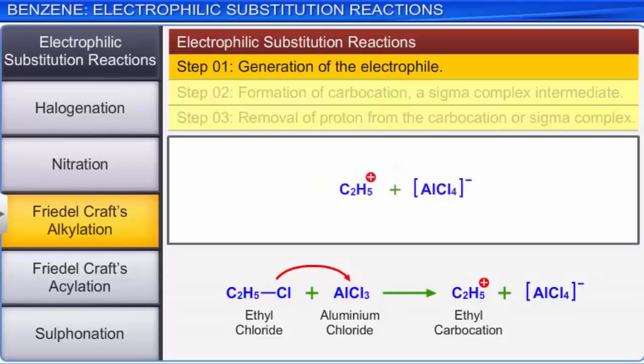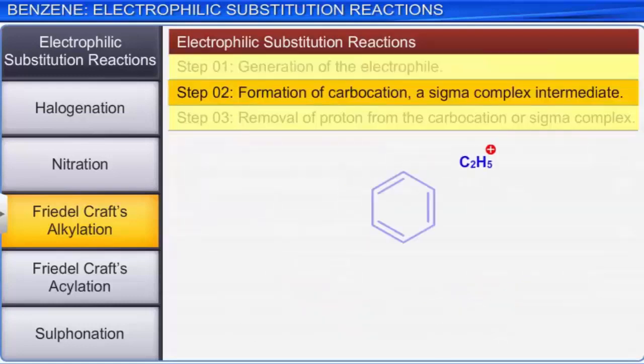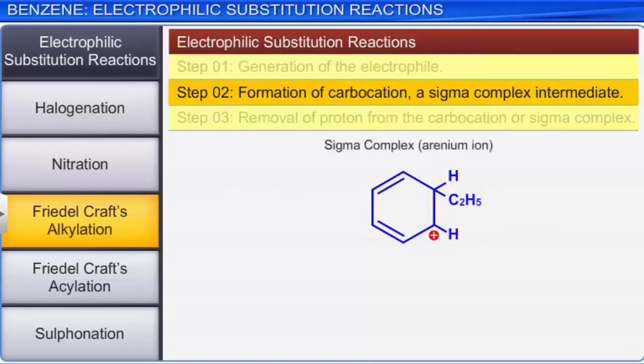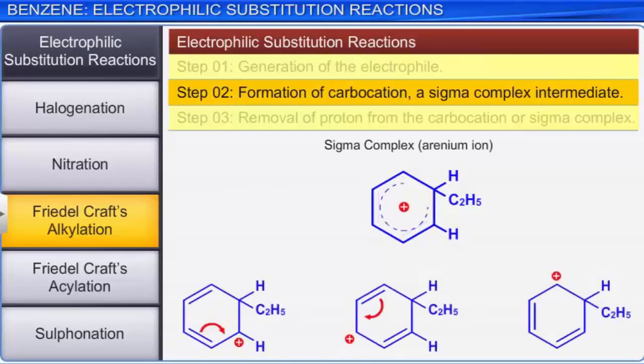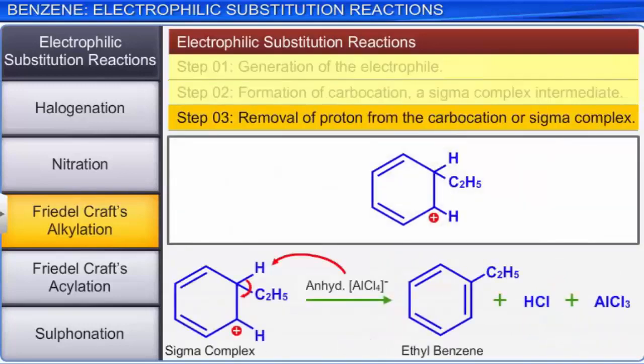In the second step, the carbocation attacks the pi electron cloud of the benzene ring and forms the less stable intermediate called sigma complex or arenium ion. In the last step, the proton is removed from the intermediate sigma complex in the presence of the nucleophile Cl- ion. This results in the formation of ethyl benzene.